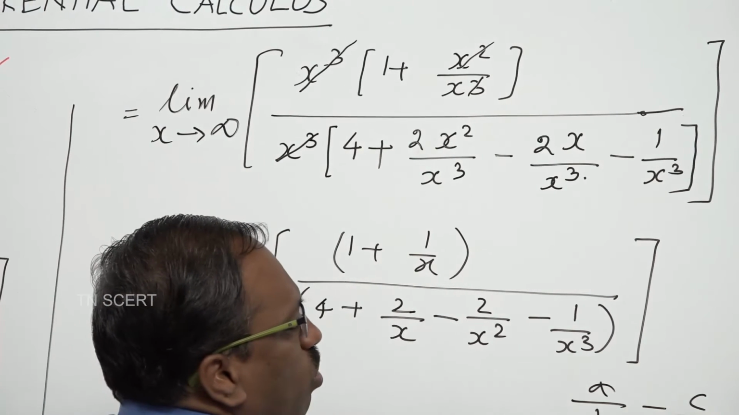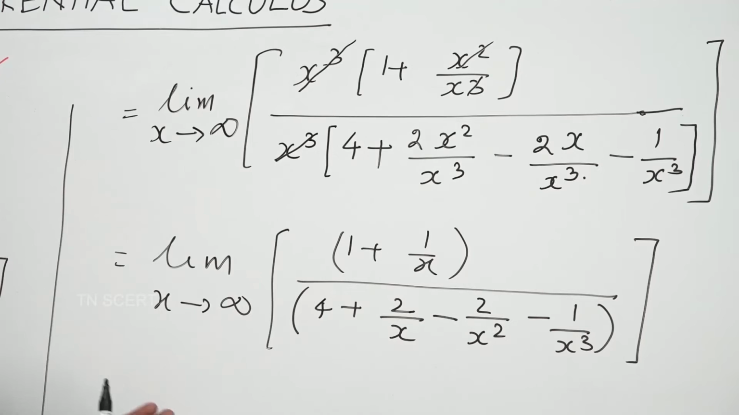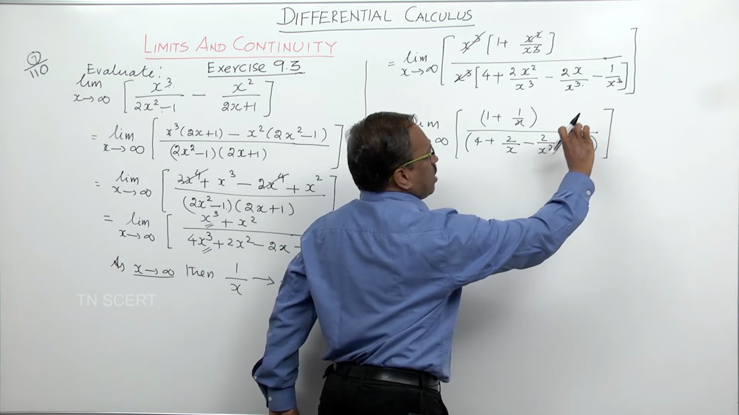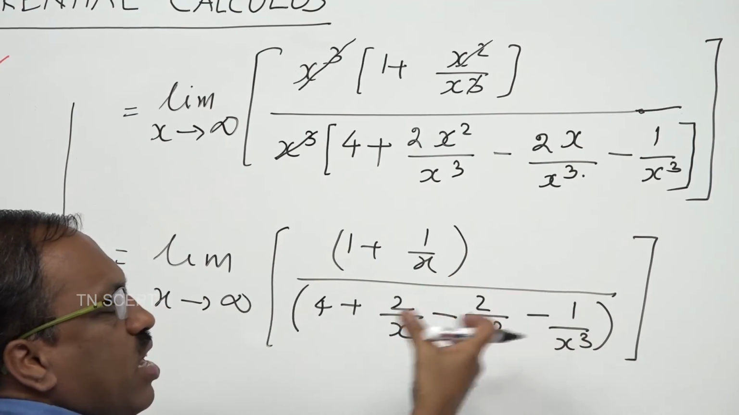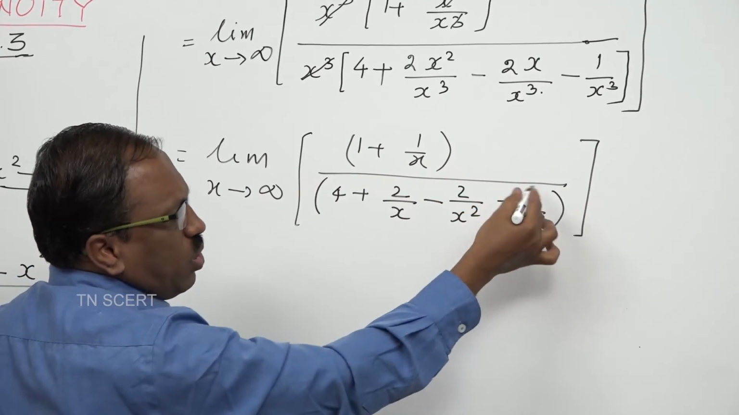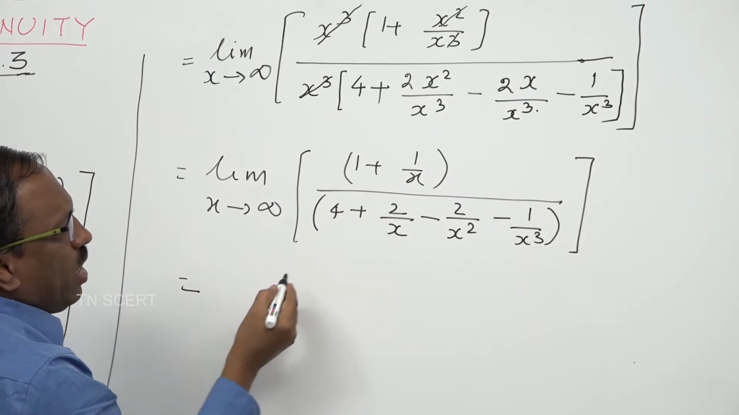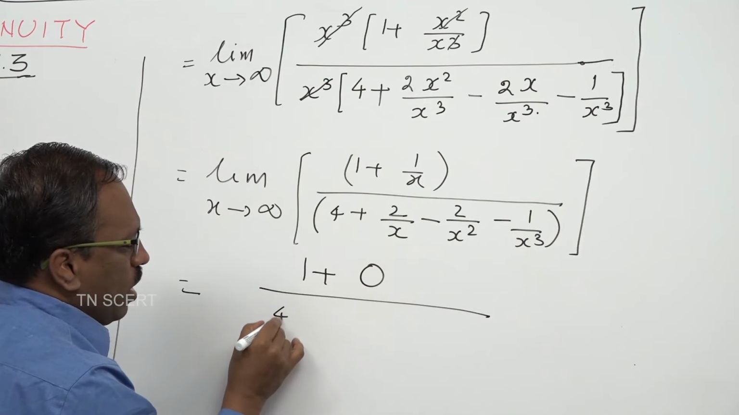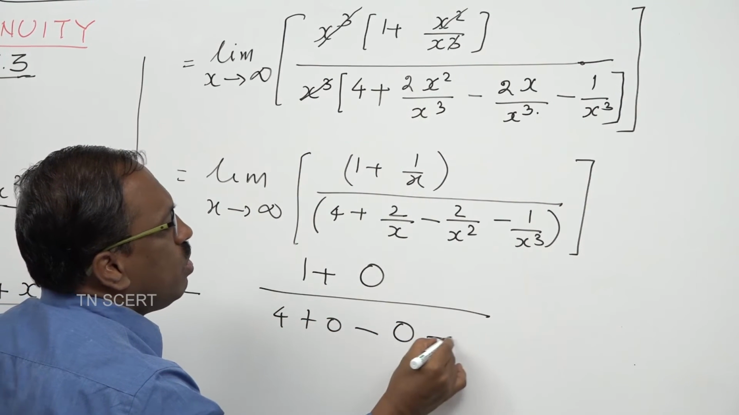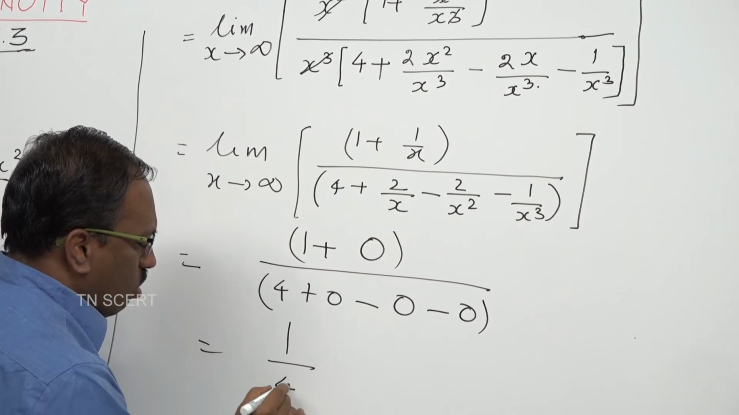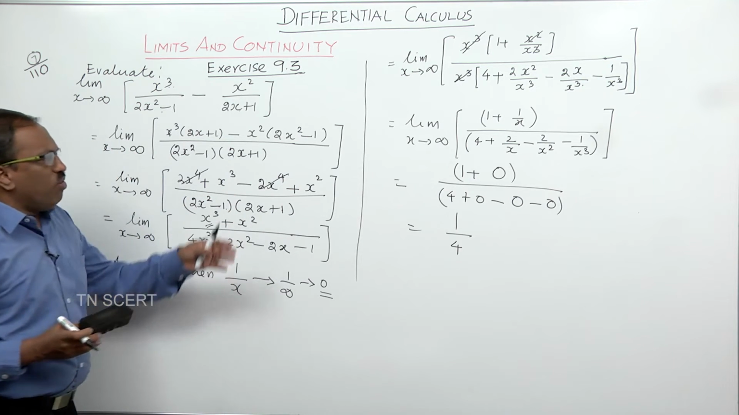See, here we are going to apply the value: x approaches infinity, 1 by x tends to 0, here 1 by x, here 1 by x, here also 1 by x, it is a multiple, it is a fact, so powers of that 1 by x. So, here 0, here 0, here 0, here 0. The final answer we are going to get is 1 plus 0 by 4 plus 0 minus 0 minus 0. That means in this part 1 by 4. See, in this way we have found the answer.